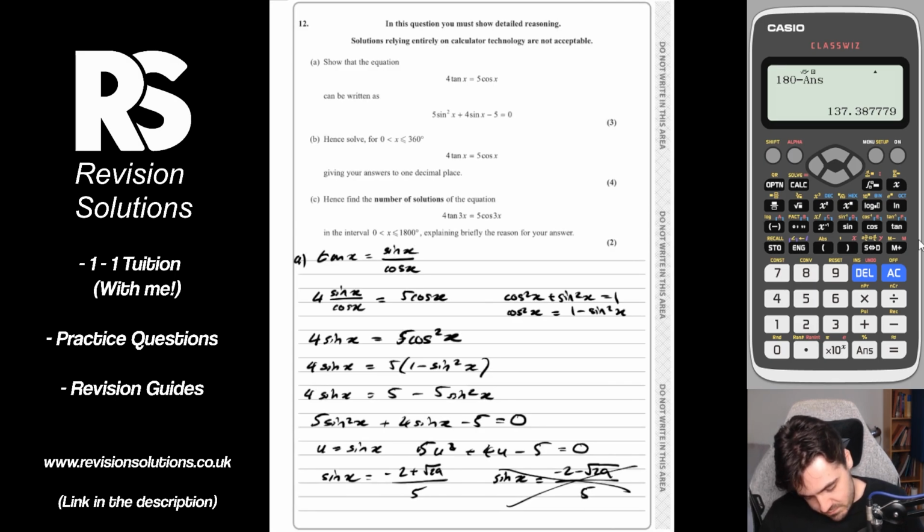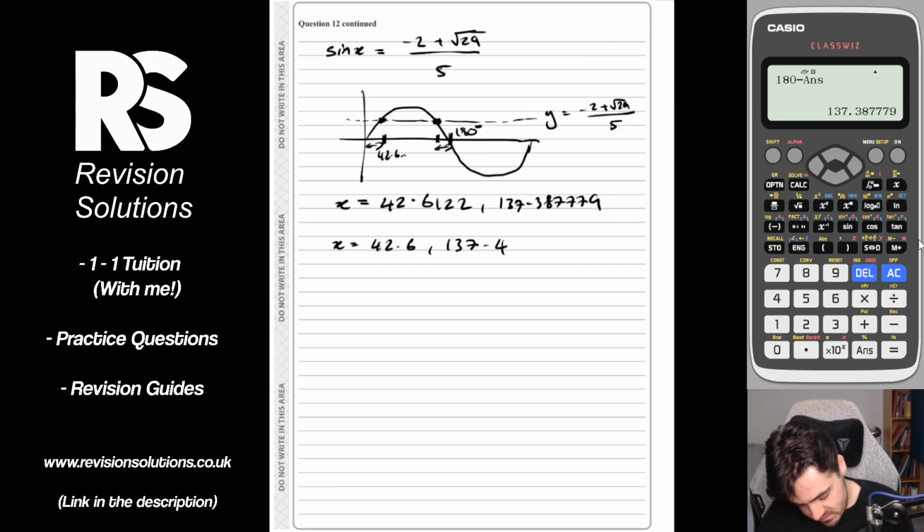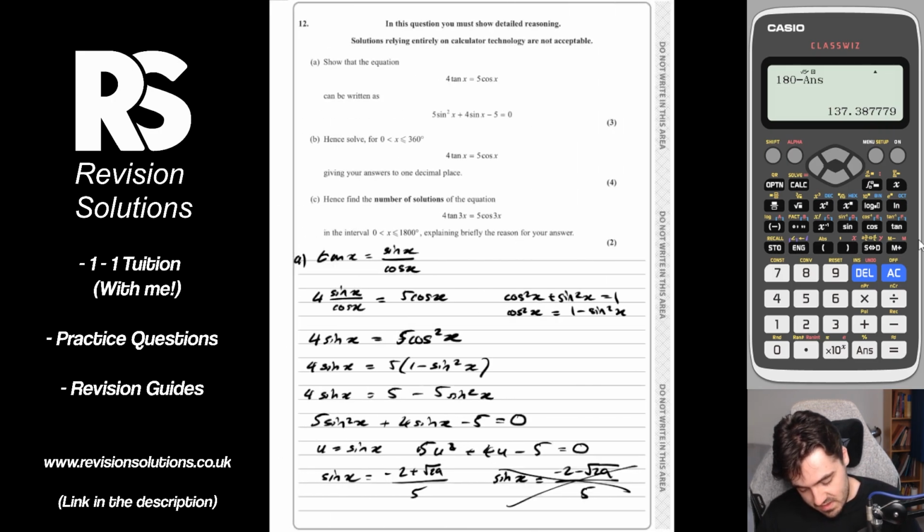Now it says, hence find the number of solutions of the equation 4 tan 3x equals 5 cos 3x in this really large interval now. It says hence, so it's related to the last question. It's in fact the same as the question we had a moment ago, except the x's have become 3x. So basically, we'd be solving sine 3x equals minus 2 plus root 29 on 5. And we want to know how many solutions there would be in this interval.